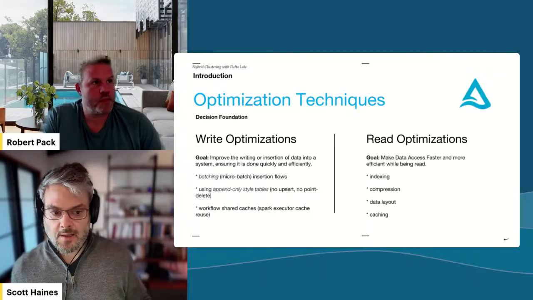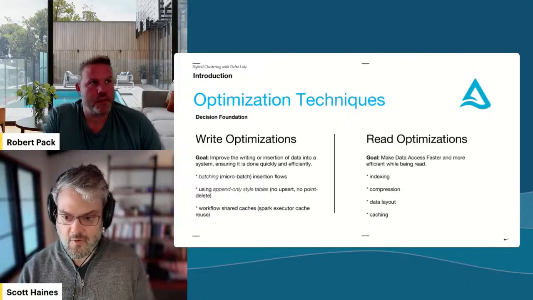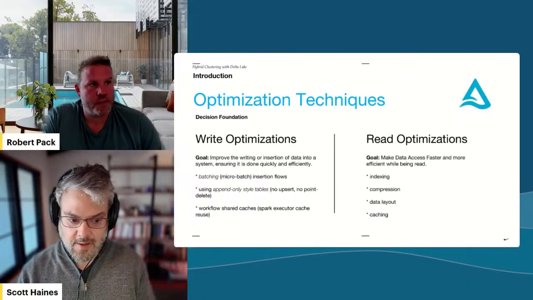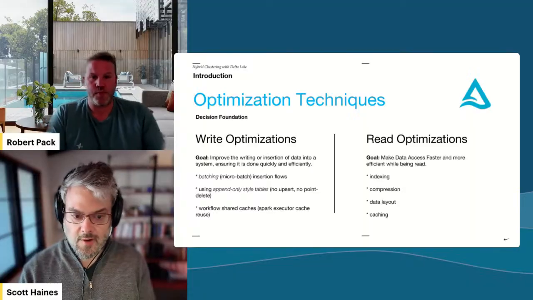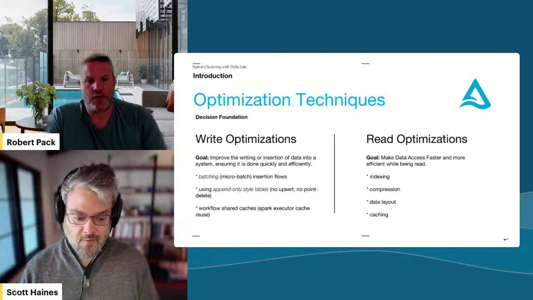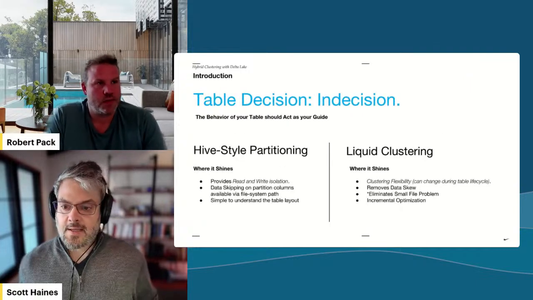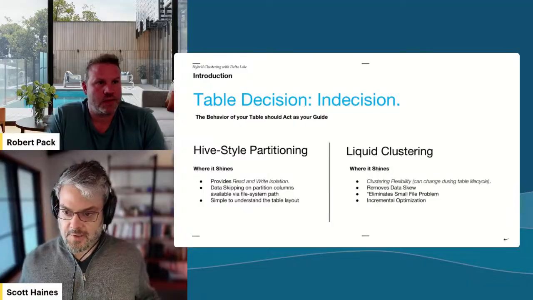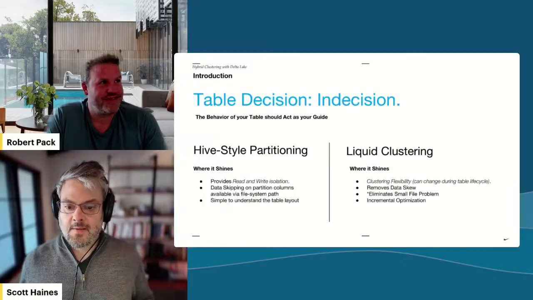So we were taking a look at the actual performance of a specific SQL query. A lot of the time you're looking at how to reduce the time from query to the point of answer. In any traditional data system, we think about write optimizations and read optimizations. This takes us into the table decision indecision type problem. So what do we do?